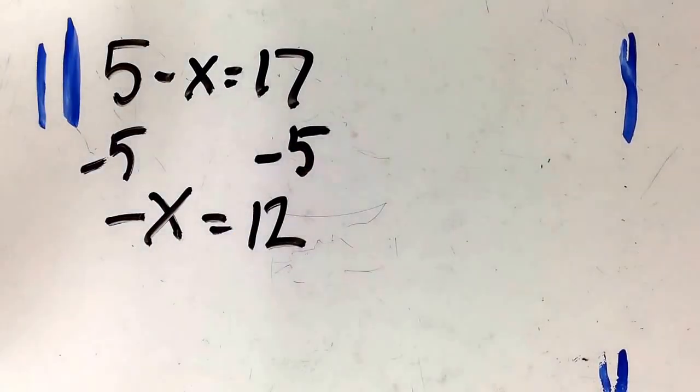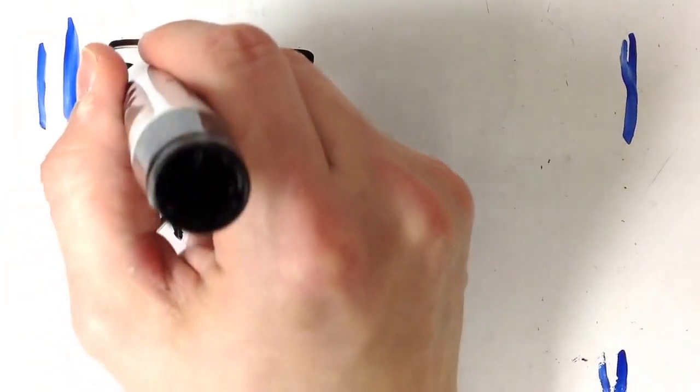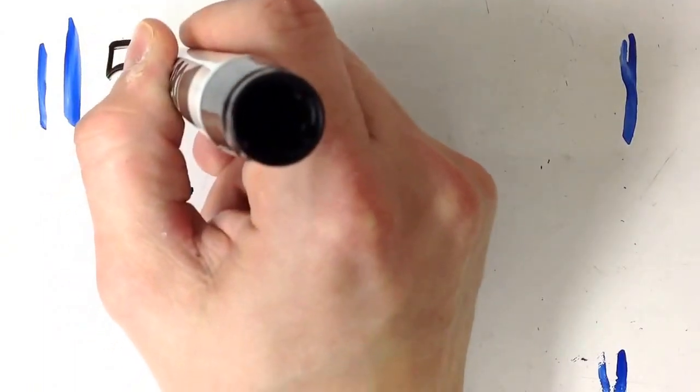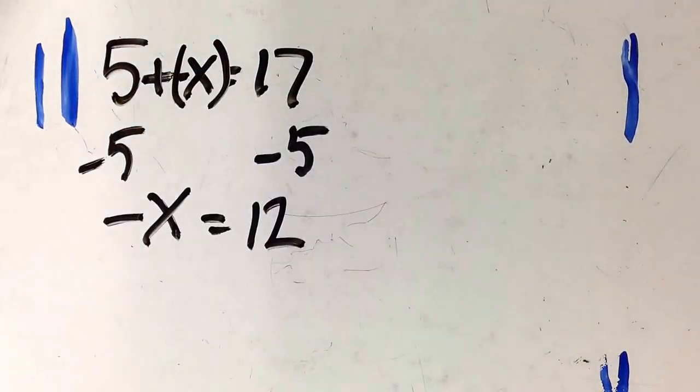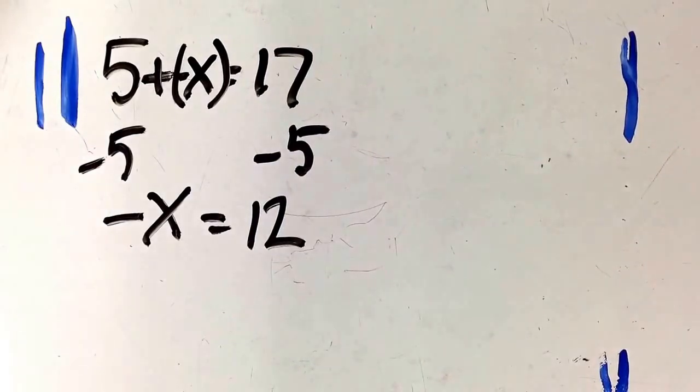Now remember, we have said that subtraction signs have to stay with the term behind it. One of the ways that we could see that: early on, I could have written out 5 plus a negative x. That would have made it easier to see, or 5 minus 1x also could have helped us out. Either way, we are left with a negative x equals 12. Now, we're not done solving our equation because we need to have x equals 12, not negative x.